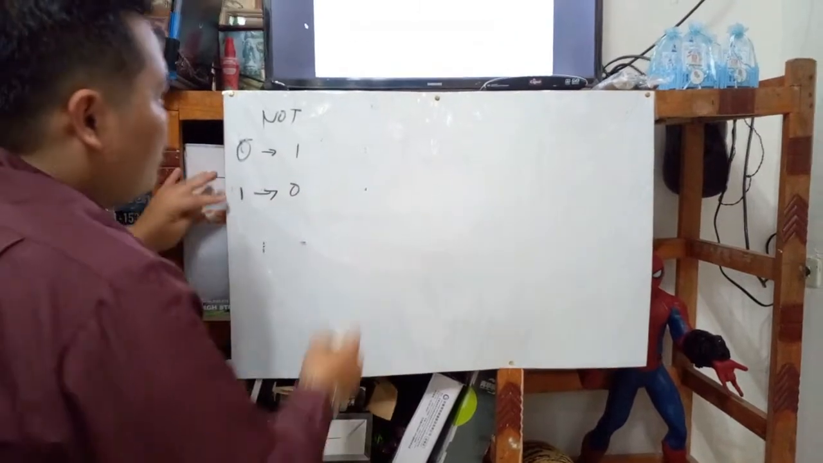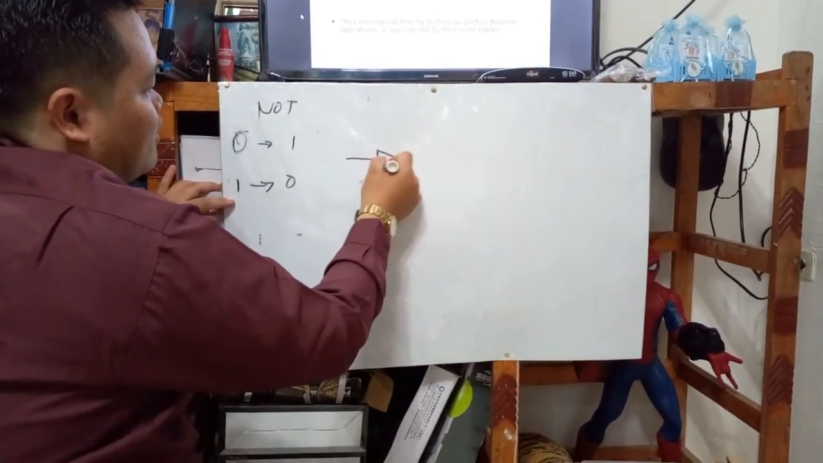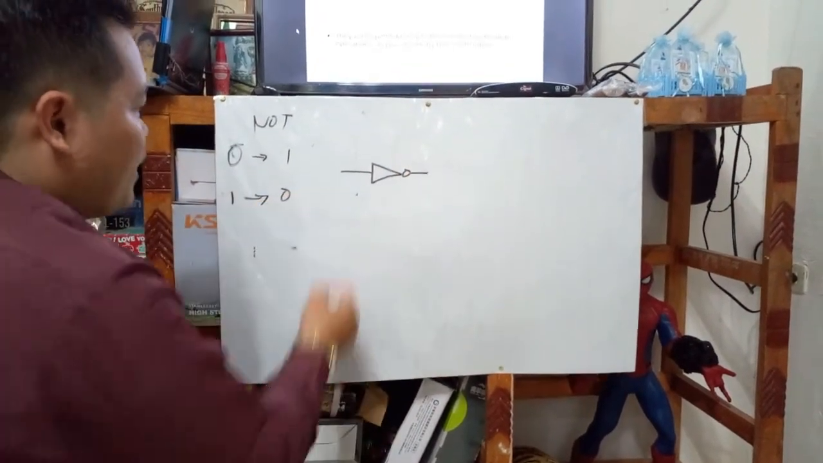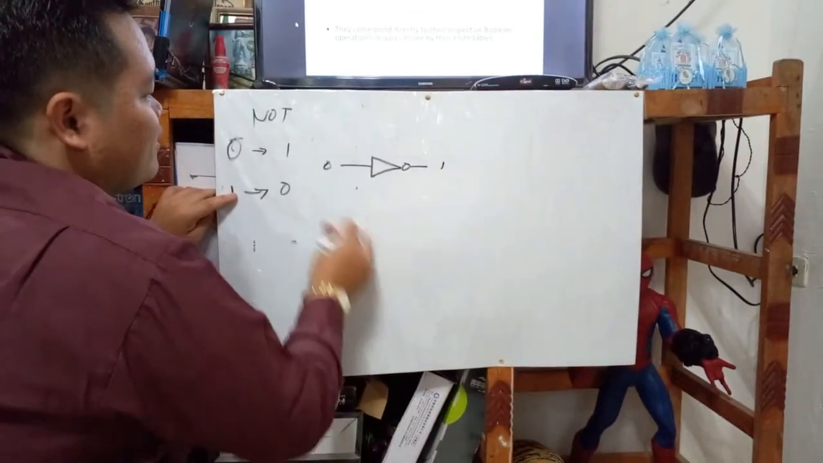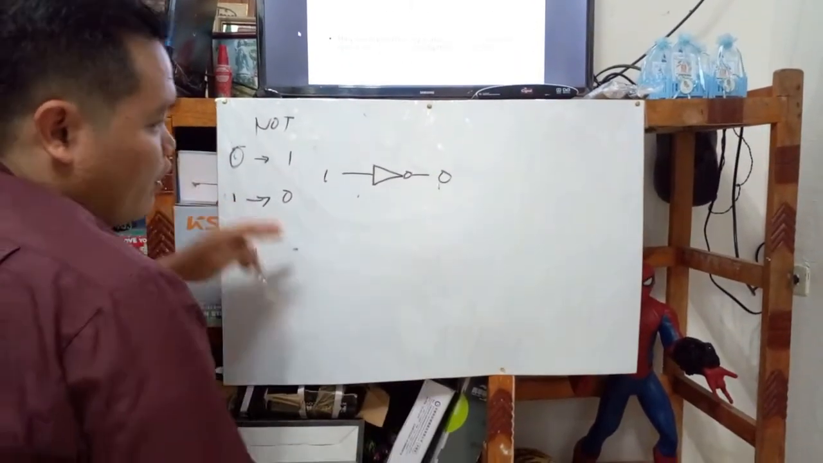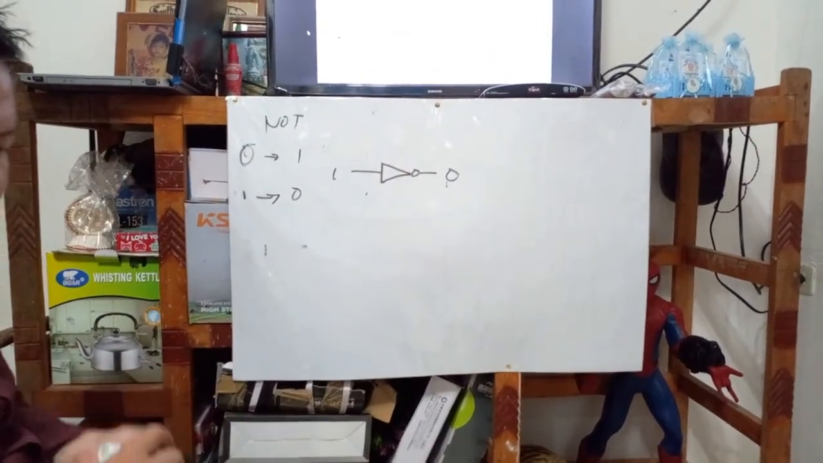So your symbol of NOT is like that one. So naka-NOT siya under sa imong symbol. So if imong gi-input is 0, so mahimo siyang 1. If imong gi-input is 1, mahimo siyang 0. So reverse lang siya kung unsa imong gi-input.